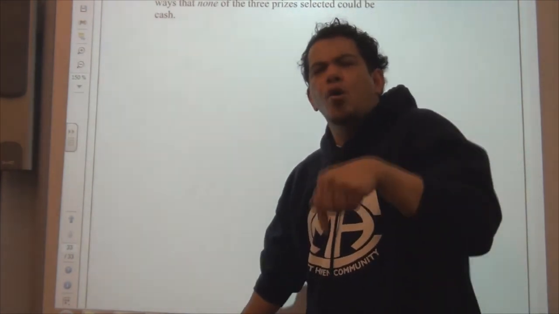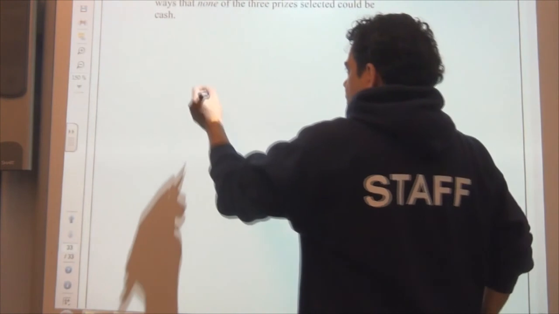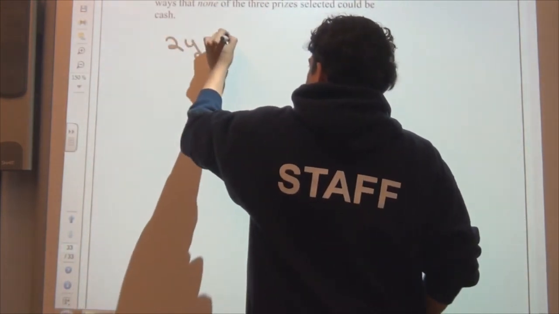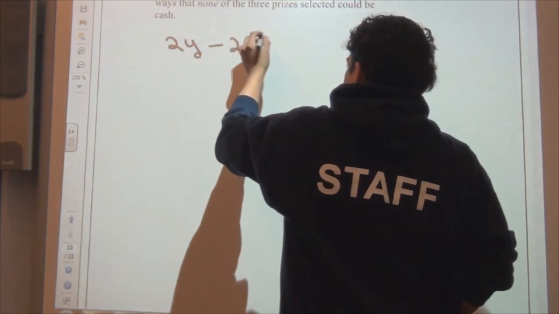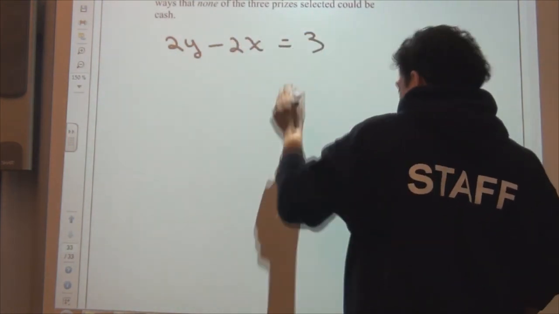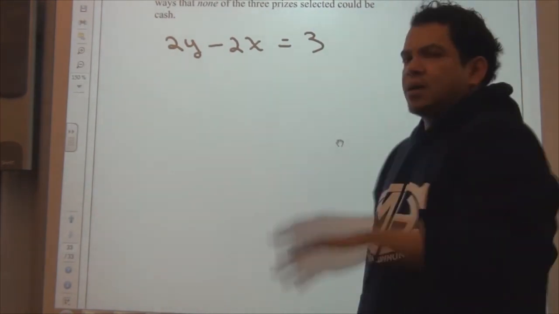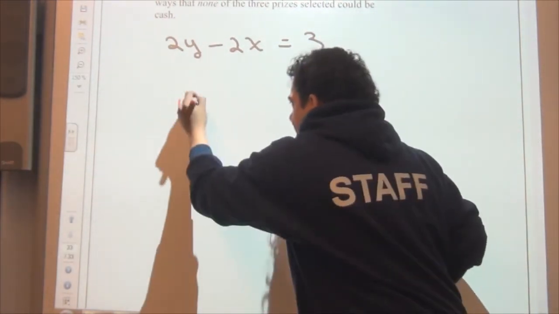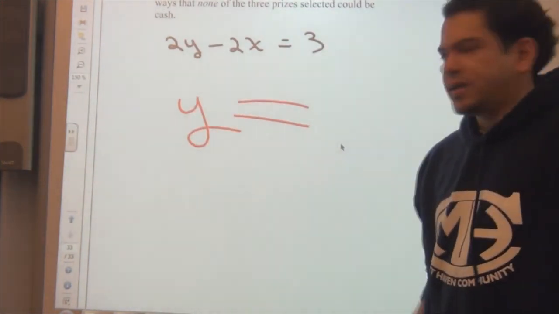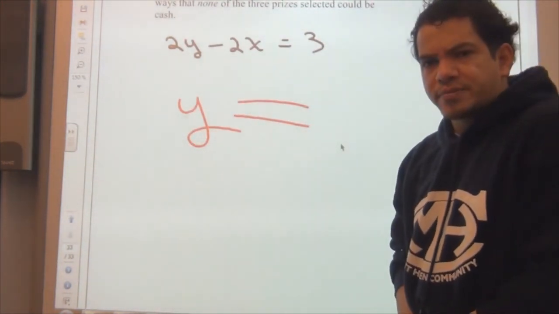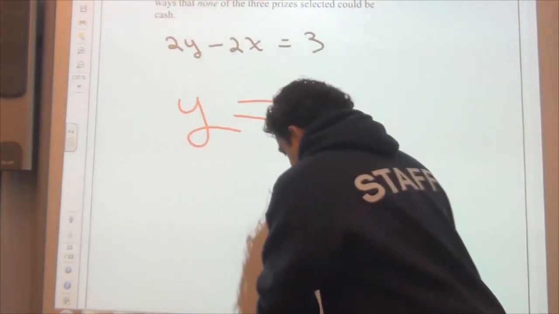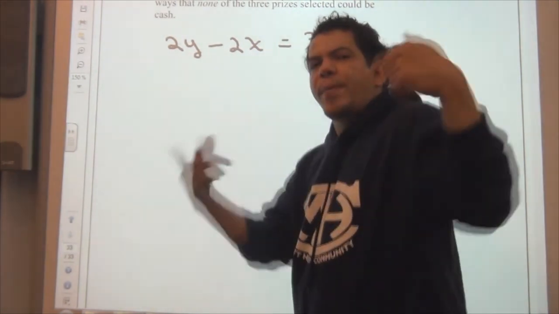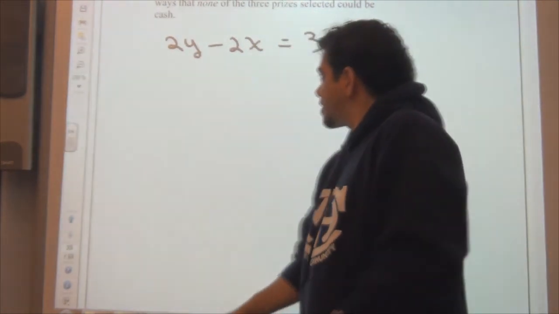Alright, so let's create our own equation for y. 2y minus 2x equals 3. Alright. So what is your goal? Your goal is to have this at the end: y equals. You understand what I'm saying? Alright then. That is your goal. So let's see if we can do this. Let's follow Beker's rules. Let's see what happens.